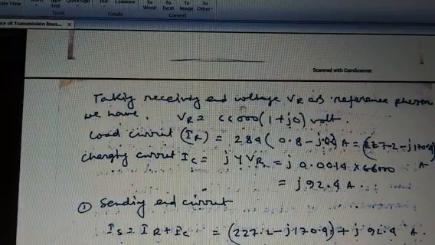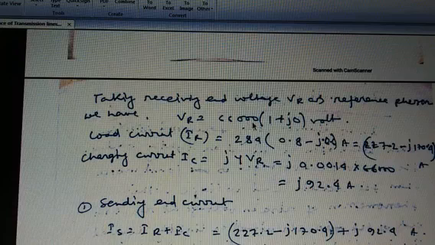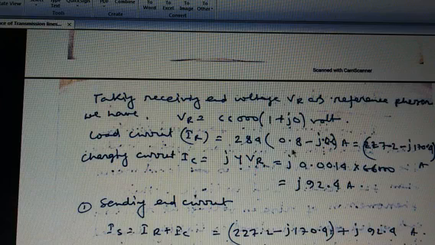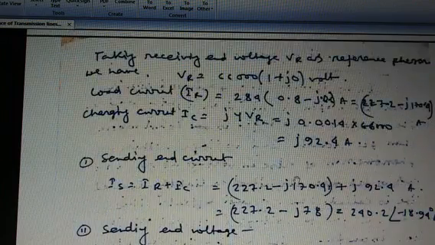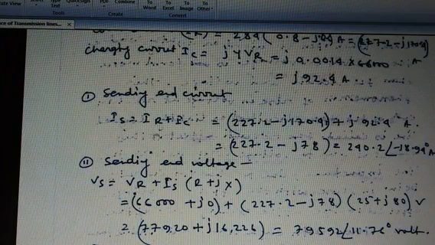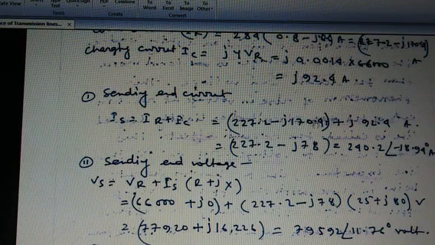Now taking the receiving end voltage VR as reference phasor, we have VR equals 66,000 into (1 + j0) volt, and load current IR equals 284 into (0.8 - j0.6) ampere, and the charging current IC equals jYVR, that is j into 0.0014 into 66000, that is equal to j92.4 ampere. Now the sending end current Is equals IR plus IC, that is equal to 227.2 - j170.4 + j92.4 ampere.